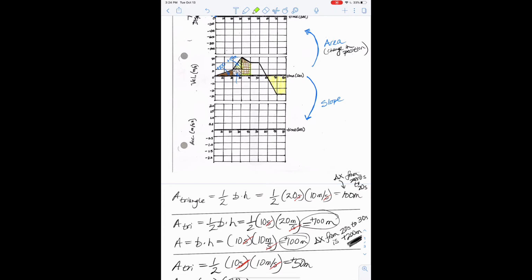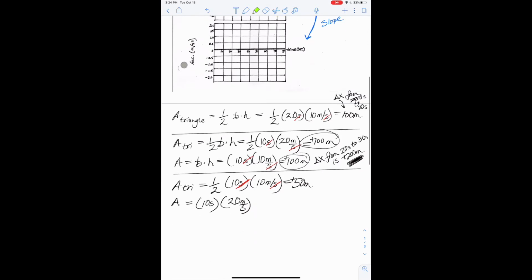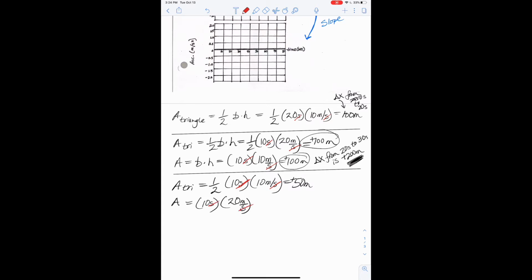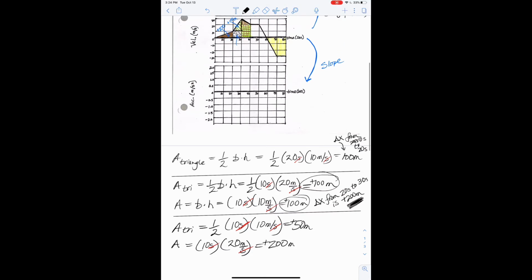So we're talking about this, putting a little green in here now with this brown. All right, so that rectangle right there. So we're going to go ahead and get that. Let's go ahead and cancel our units. Seconds go away. We can go ahead and multiply. 20 times 10 is 200 meters. All right, so in that time period, then we travel 200 plus 50, which is 250.